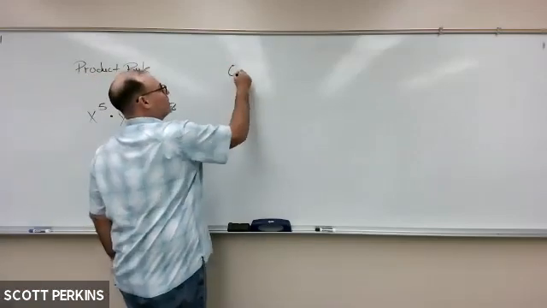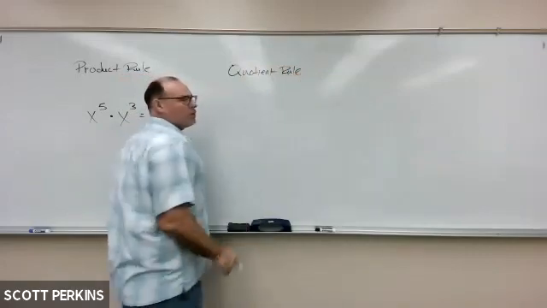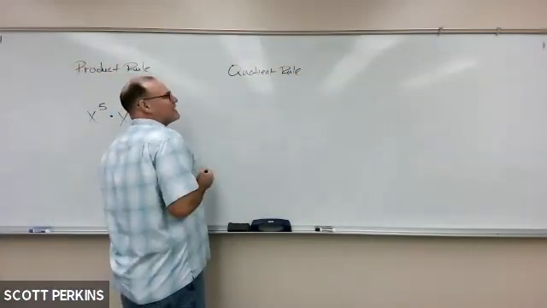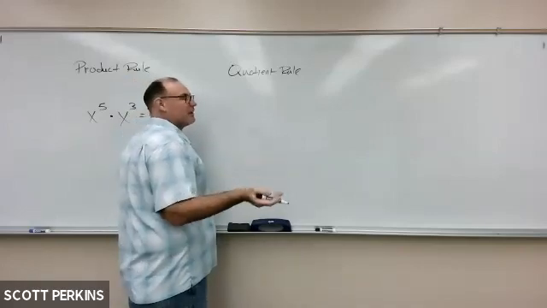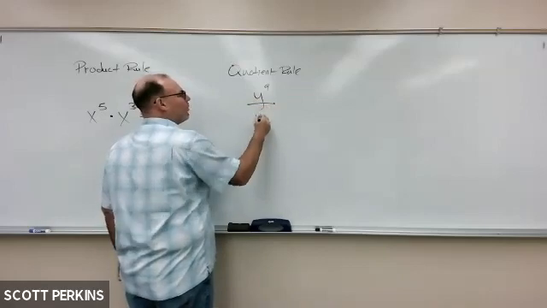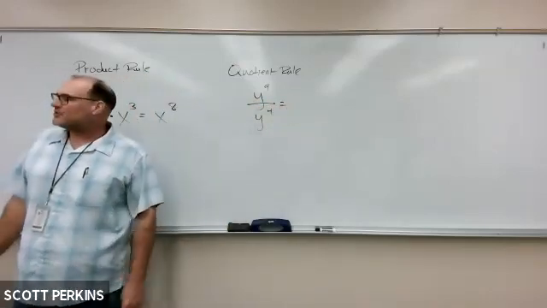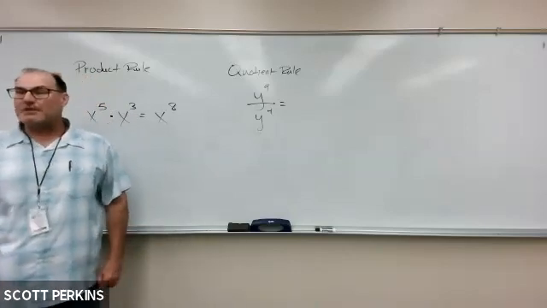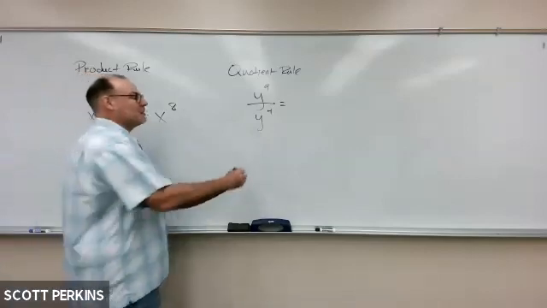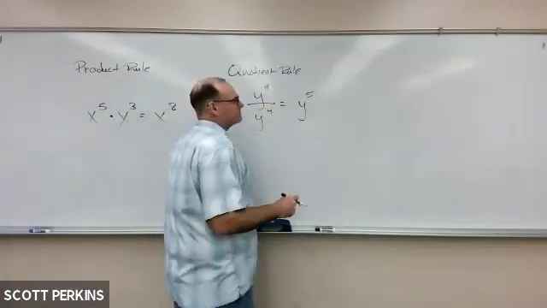The quotient rule. What the quotient rule says is something similar. This time, though, instead of multiplying the bases, we are dividing. So if I have y to the 9th divided by y to the 4th, the quotient rule says to do what with the exponents when I divide the bases? To subtract them. Yes, so it's y to the 9 minus 4, or 5.